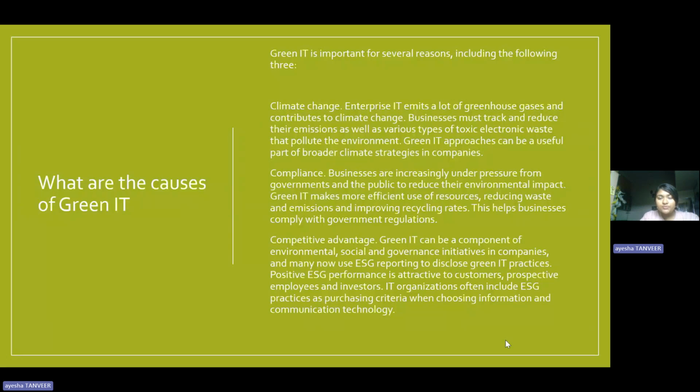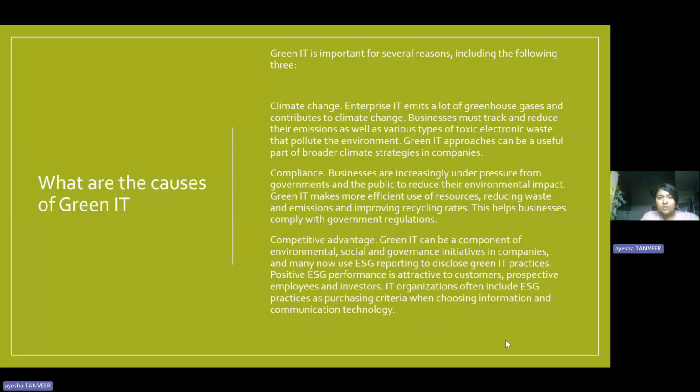Competitive advantage. Green IT can be a component of environmental, social, and governance initiatives in companies, and many now use ESG reporting to disclose green IT practices. Positive ESG performance is attractive to customers, prospective employees, and investors. IT organizations often include ESG practices as purchasing criteria when choosing information and communication technology.